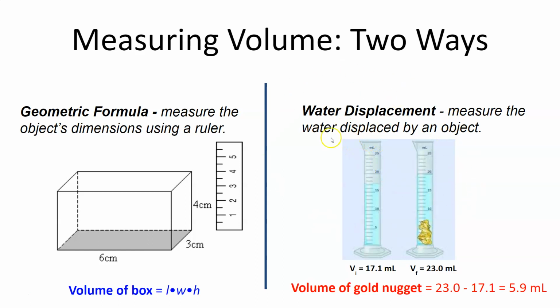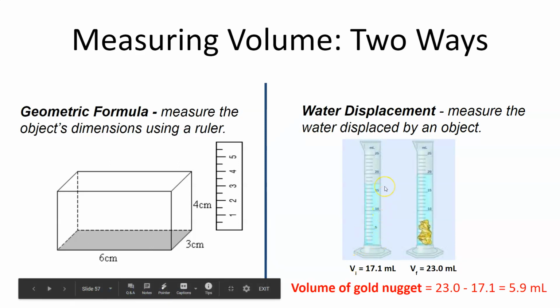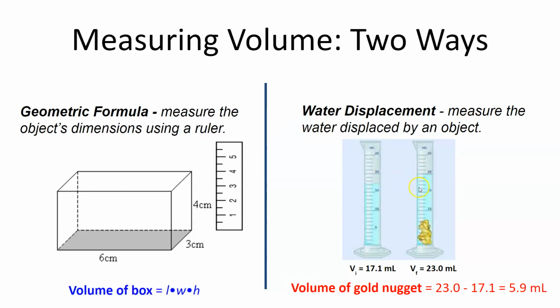In which case, you're going to move over to the second type, which is water displacement. In water displacement, you fill up what's called a graduated cylinder with water to a certain volume. That'll be your initial volume, or VI, and you record that volume. In this case, the volume of the water was 17.1 milliliters. Then you add the object to the graduated cylinder, and you notice the volume will increase by the volume of the object you just added. So by taking the difference between the initial and the final volume of the water reading, you'll get the volume of your object.